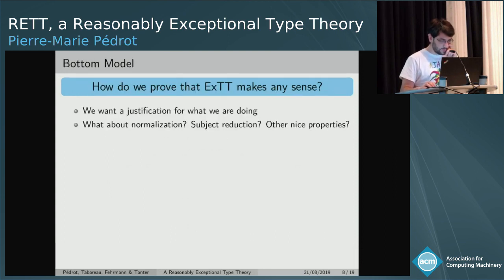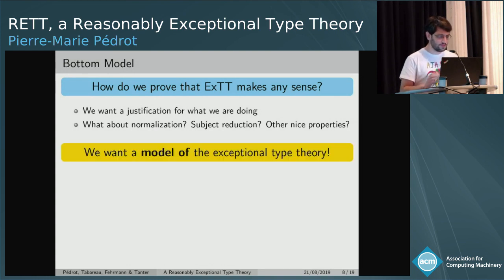So there is a slight problem though. I gave you the rules for the exceptional type theory, but what is the reason you should trust this type theory? It could be completely made up and broken. Actually, we have a very simple way to do that. This is providing a model, and we've been advocating for quite a long time already for so-called syntactic models.